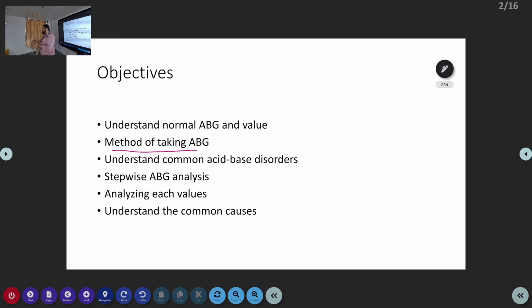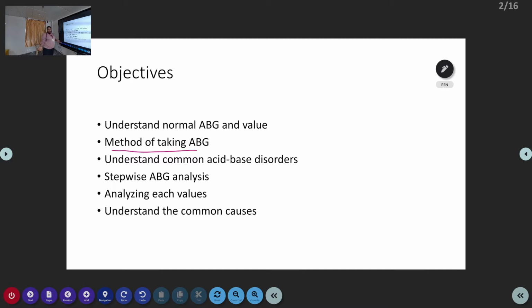For all those things, there is a structured way by which you should do a procedure. So we will be discussing the exact structured way by which you need to take an arterial blood gas. That will be the idea of this session. You need to incorporate these things in your day-to-day practice also. It is not just theoretical or just for the exam. You should do these things in your practical day-to-day clinical practice also.